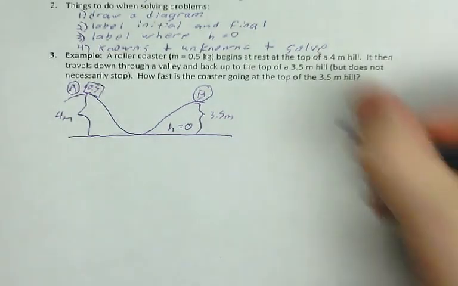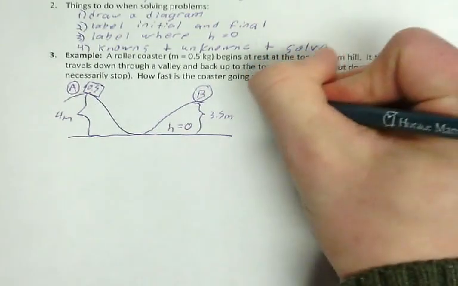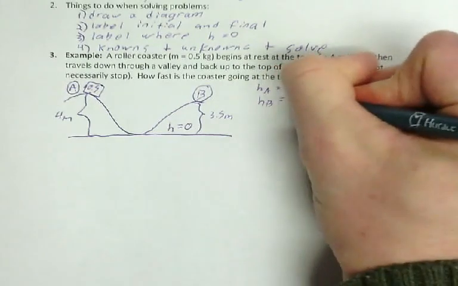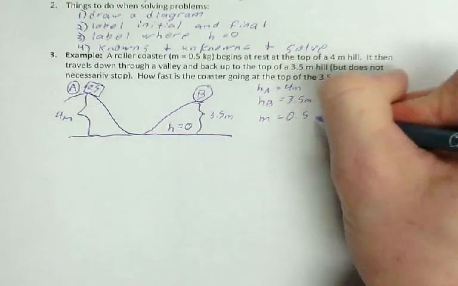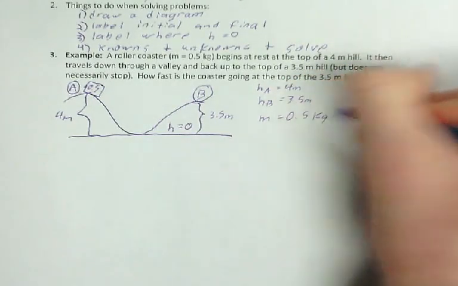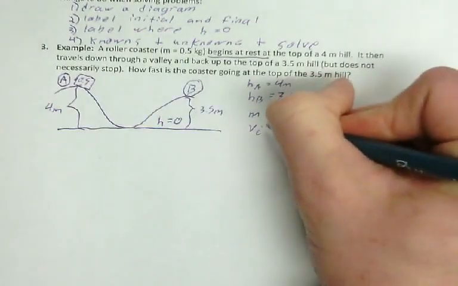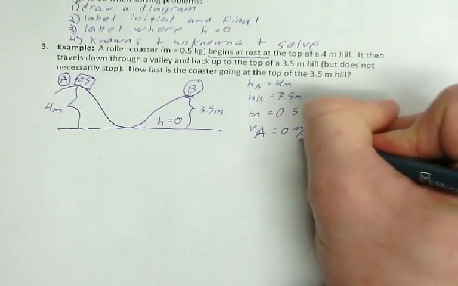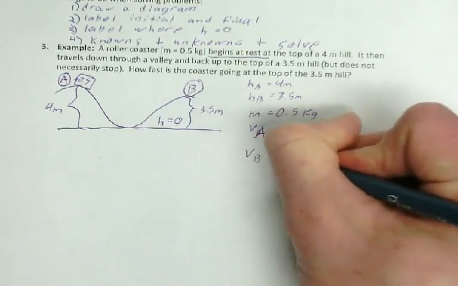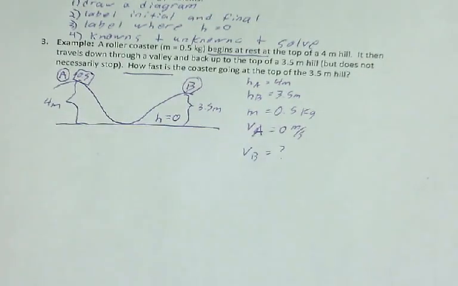So then we're ready to do our knowns and unknowns. So the height at A is 4 meters above the ground. The height at B is 3.5 meters above the ground. The mass is 0.5, sorry. The initial velocity, it says it starts at rest. So the initial velocity, or the velocity at A, however you want to write it, is 0. And the velocity at B, we want to solve for. How fast is it going? Okay?